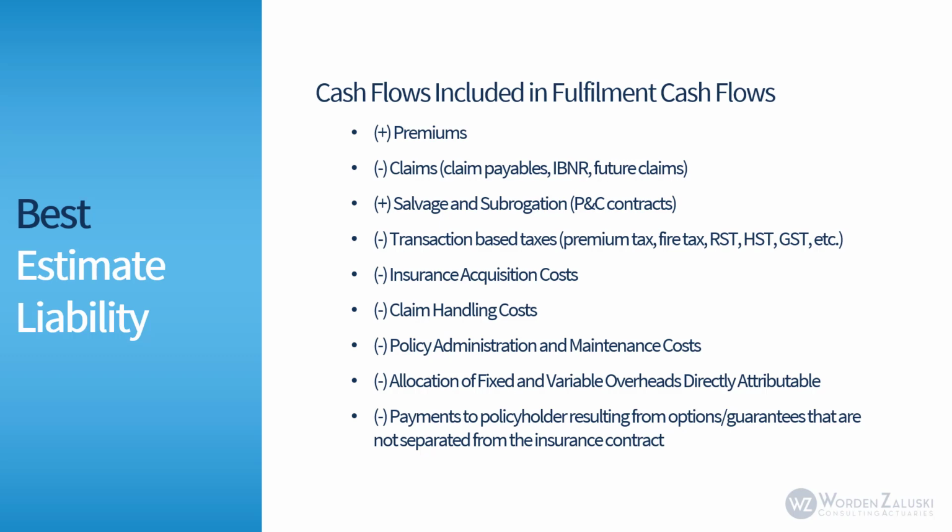You would take off any transaction-based taxes such as premium tax, any fire taxes or levies, any retail sales tax, HST, GST, and so on. You take off any insurance acquisition cash flows, and you'd also include the claims handling costs, policy administration and maintenance costs, an allocation of fixed and variable overheads that are directly attributable, and payments to policyholder resulting from any options or guarantees that are not separated from the insurance contract.